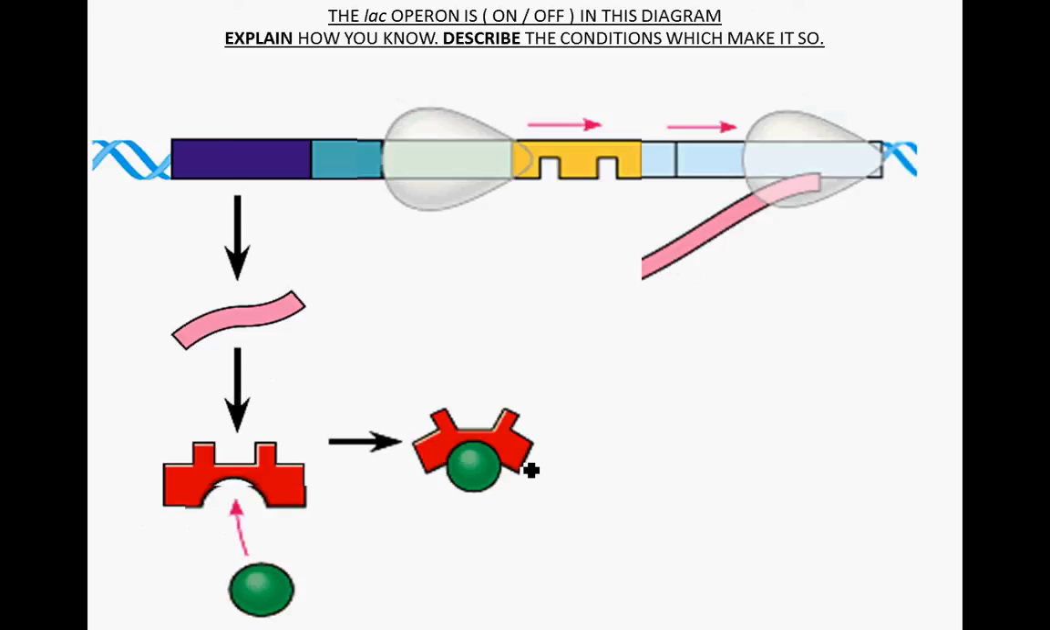Also, here we go. If I give you this blank diagram right here, first, can you label all the pieces and the parts? That is identifying all the parts of the operon. And then answer this question right here. The lac operon shown below, is it on or is it off in this diagram? And then explain how you know. Describe the conditions which would make it so, the conditions of the cell, inside the cell, outside the cell. What would the stimulus be? So there's something to practice.